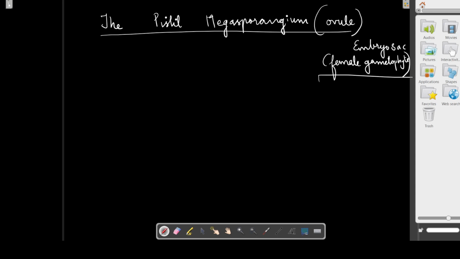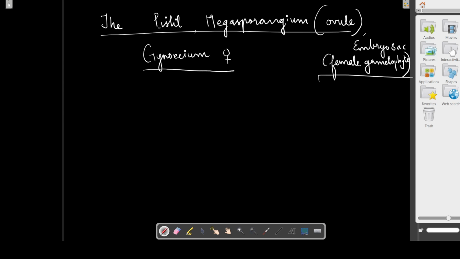Next, let us learn about the pistil, then about the megasporangia, that is the ovule, and the embryo sac, that is a female gametophyte. So all these include the female reproductive part of the flower, which is called the gynoecium. Okay, so all this comes under the gynoecium, that is the female reproductive part of a flower. So let us learn the parts one by one.